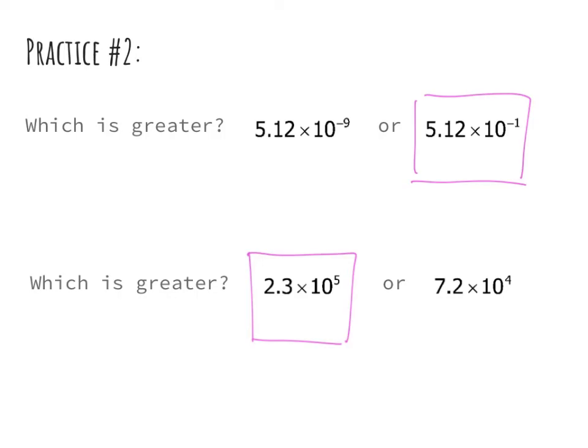How did you do? Were you able to figure out both ones? The top one, the numbers were the same, but the exponents were different. And on the bottom, you had to just take a look at the base numbers. That would not have been good because the 7 is greater than the 2, but the 5th power is greater than the 4th power, so that is how that one is greater. Let's go ahead and take a look at the next one.